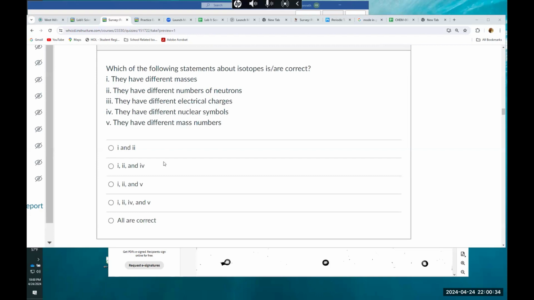Okay. Which of the following statements about isotopes is/are correct? They have different masses. They have different number of protons. They have different electrical charges. They have different nuclear symbols. They have different mass numbers.